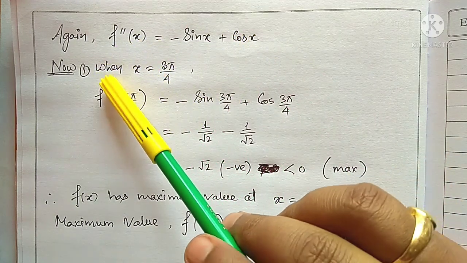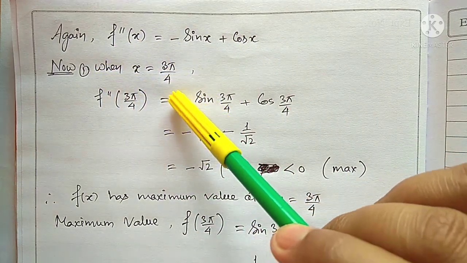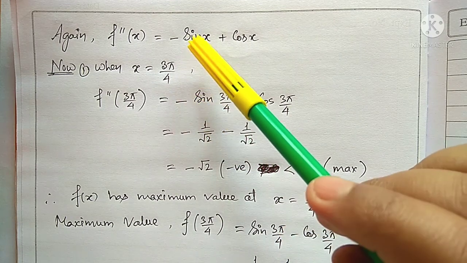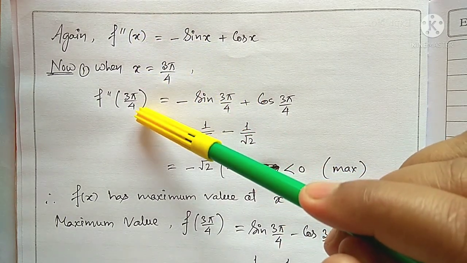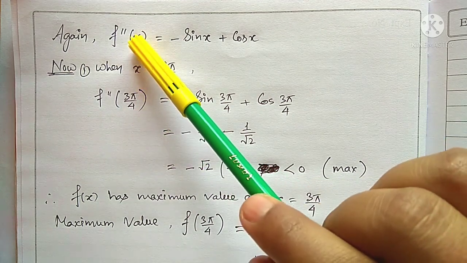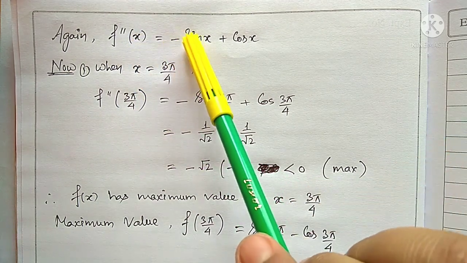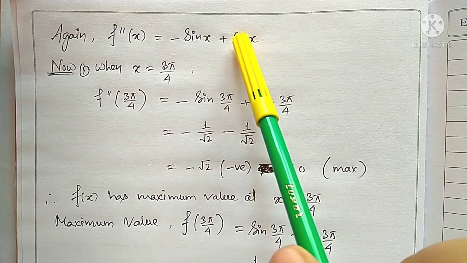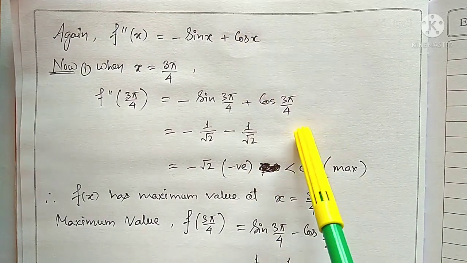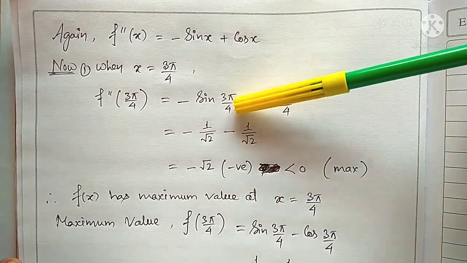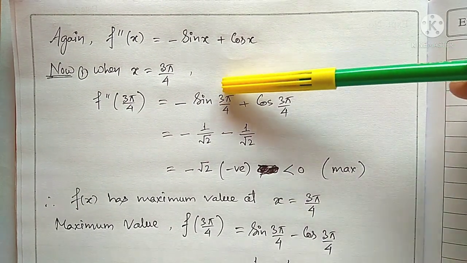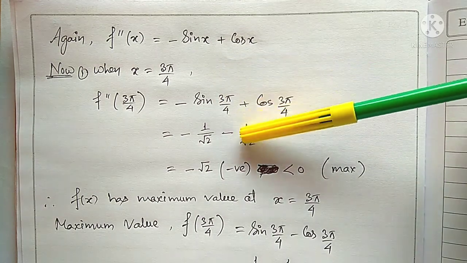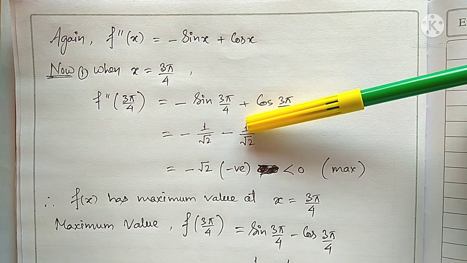So the first one is when x equal to 3 pi by 4. The first critical point is 3 pi by 4. So in place of this x we have to put 3 pi by 4. And now when we put 3 pi by 4 in place of x, then we write here minus sin 3 pi by 4, and cos, in place of x we write 3 pi by 4. If we calculate this one, 3 pi by 4, that means we have to break this result first. How can we break? 3 pi by 4 means we can write pi minus pi by 4, isn't it?